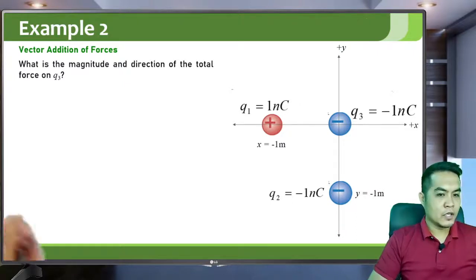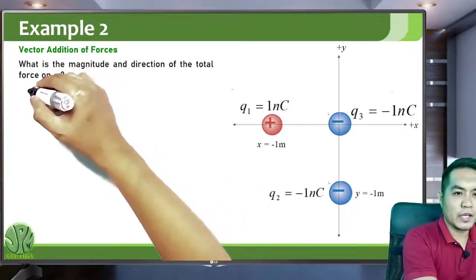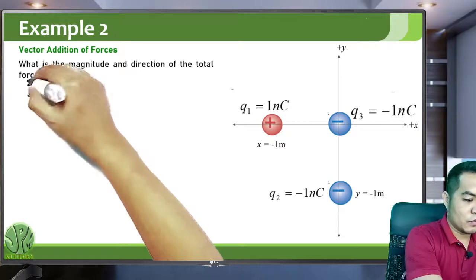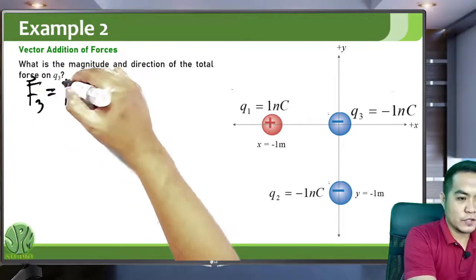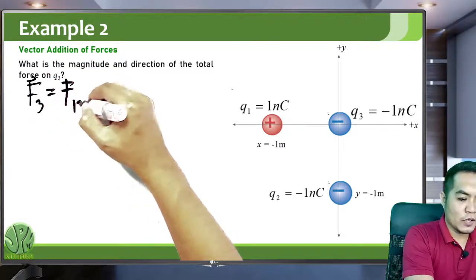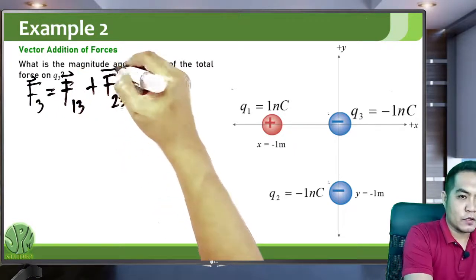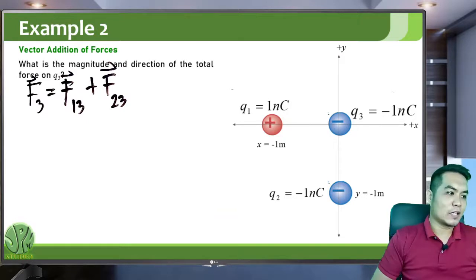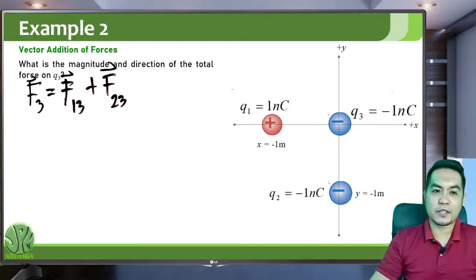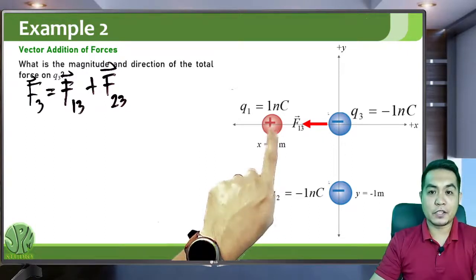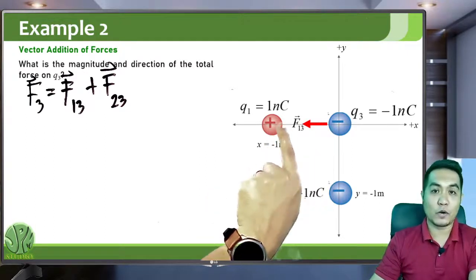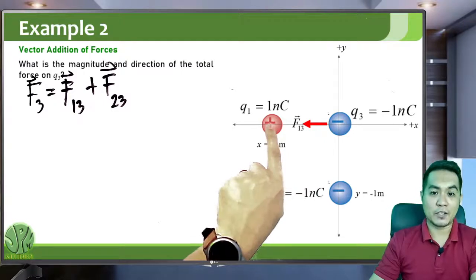So the total force on Q3 will be a superposition of the force exerted by Q1 on Q3 plus the force exerted by Q2 on Q3. Now, let's first try finding the directions. F13, the direction of the force exerted by Q1 on Q3, will be in this direction, towards itself, because it's attraction.